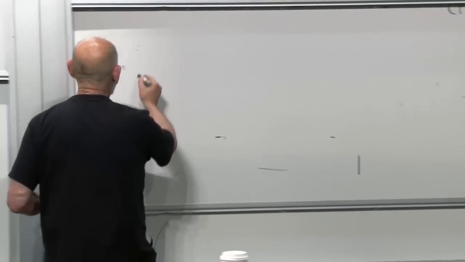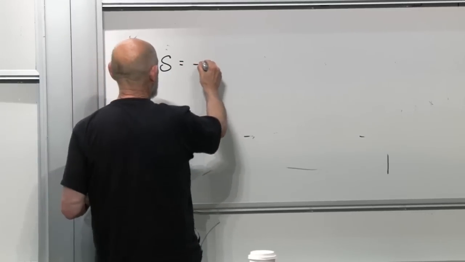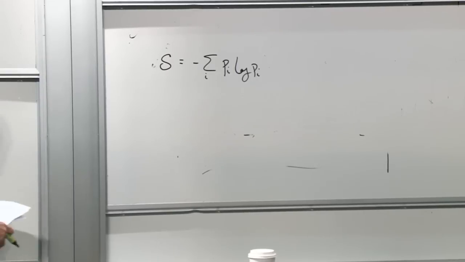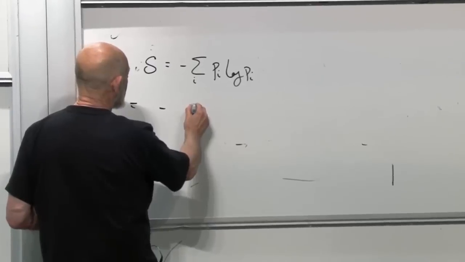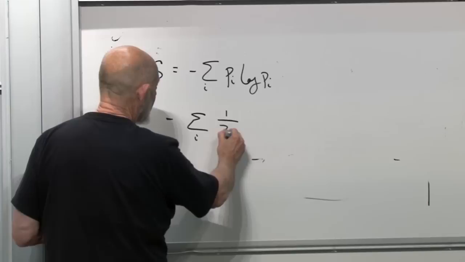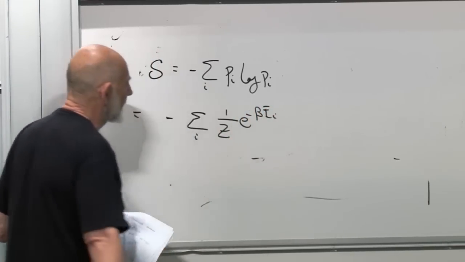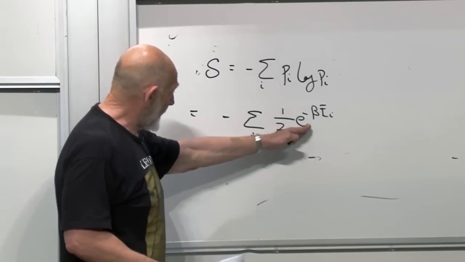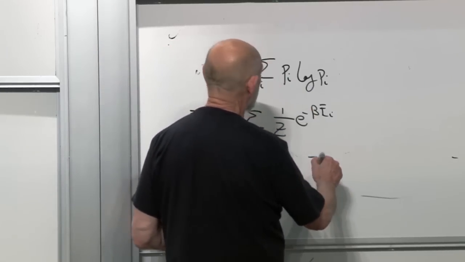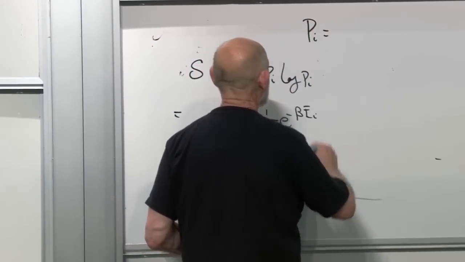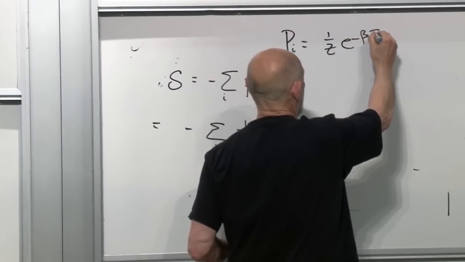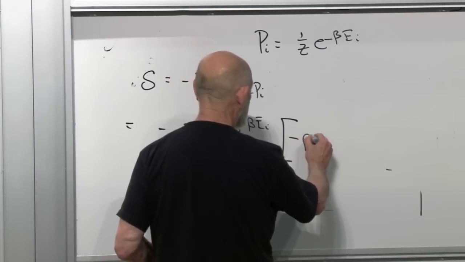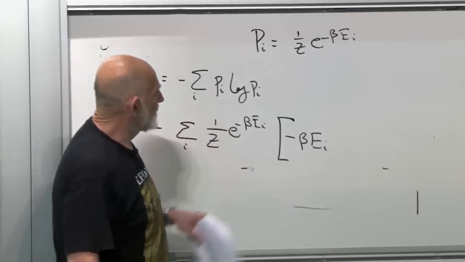Here's more magic. Entropy is equal to minus the summation over I of p sub I log p sub I, which equals minus the summation over I of p sub I times log p sub I, where p sub I is 1 over Z e to the minus beta e sub I. And what is the logarithm of p sub I? Logarithm of p is minus beta e sub I minus log Z.